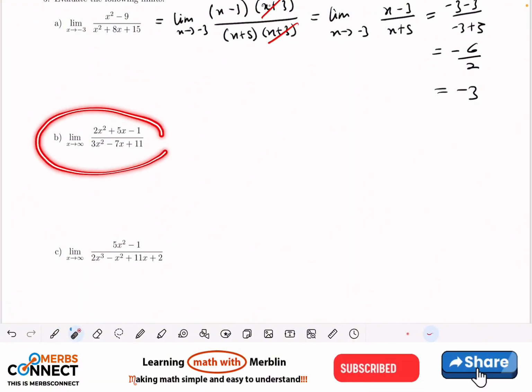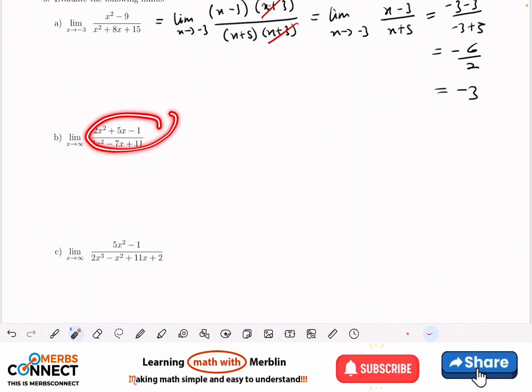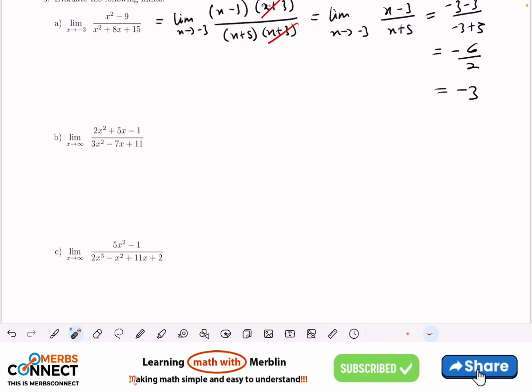Now I want to find the limit of this function, but this one as x is approaching infinity. And this is so nice. How do you do this? This one you don't need to do a whole lot of work. What you need to do is look at the polynomial function here on the top and look at the polynomial function here on the bottom.